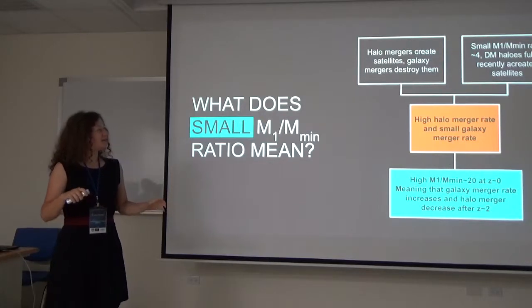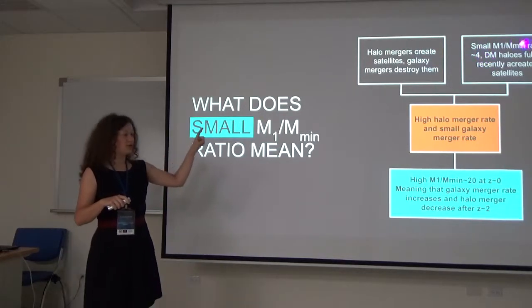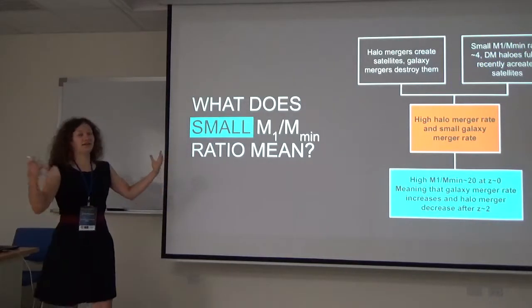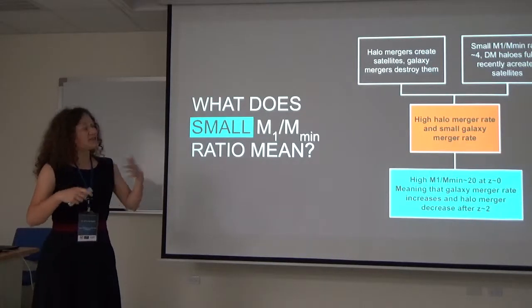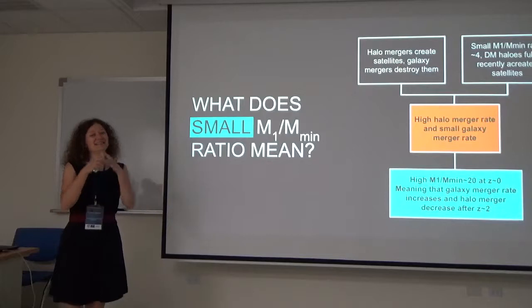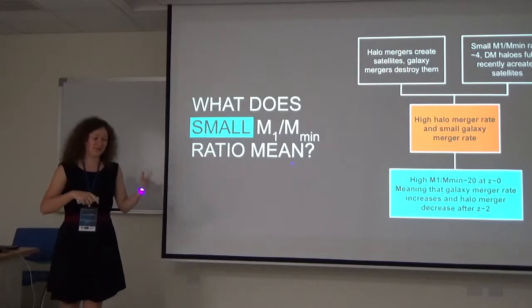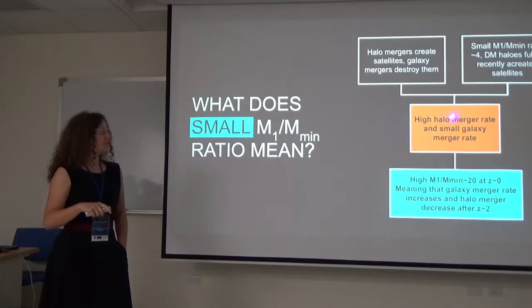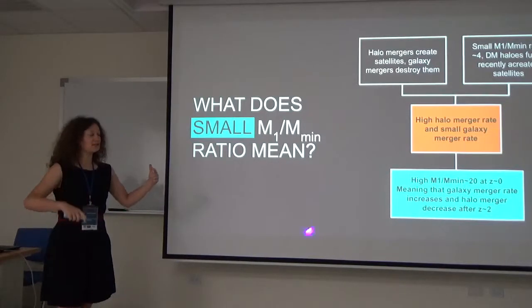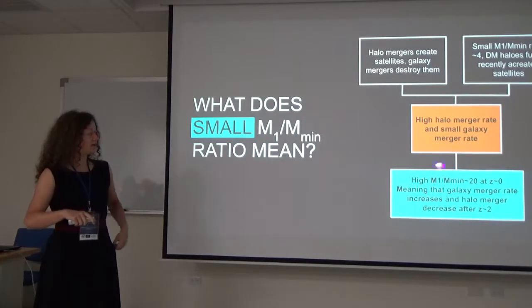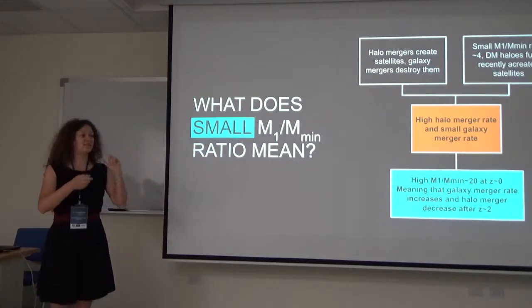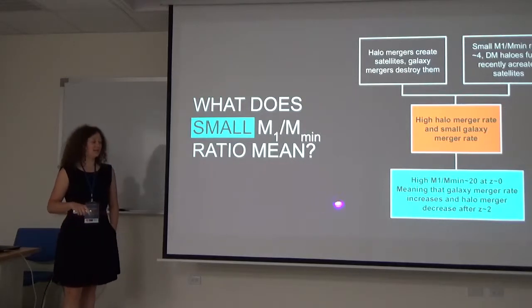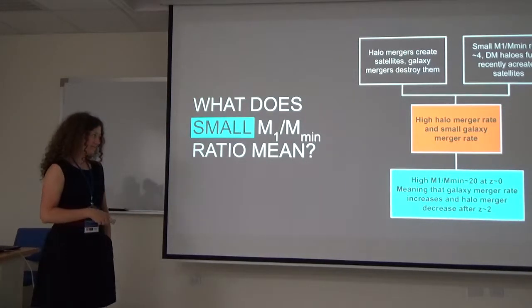So a small ratio means that there are a lot of recently merged dark matter halos which contain recently merged satellite galaxies, which didn't have time to merge inside the halo. Which means that we have a high halo merger rate and a small galaxy merger rate. And this changes with redshift. Right now, at redshift 0, we have more or less the same halo merger rate and galaxy merger rate.